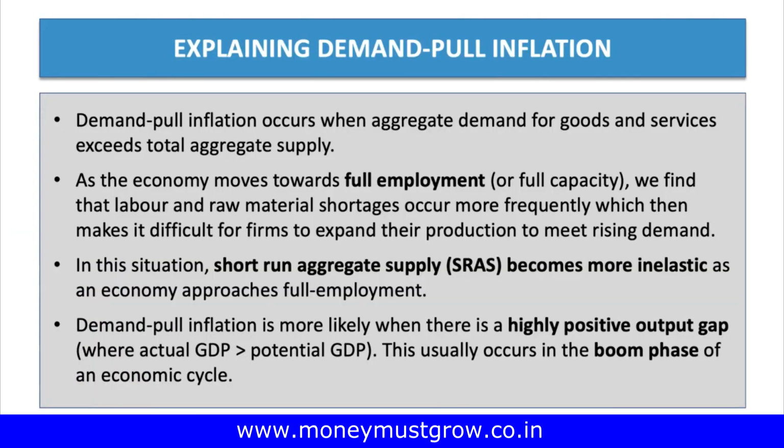So demand pull inflation occurs when aggregate demand for goods and services exceeds supply. Typically, we tend to find it as a country approaches full employment or full capacity. Shortages of key materials drive up those prices. Shortages of skilled labour might increase wages. It's becoming harder for businesses to expand production, and therefore demand pull inflation is more likely, not inevitable, but it's more likely when there's a highly positive output gap where actual GDP is bigger than potential. And this usually occurs in the boom phase of an economic cycle.